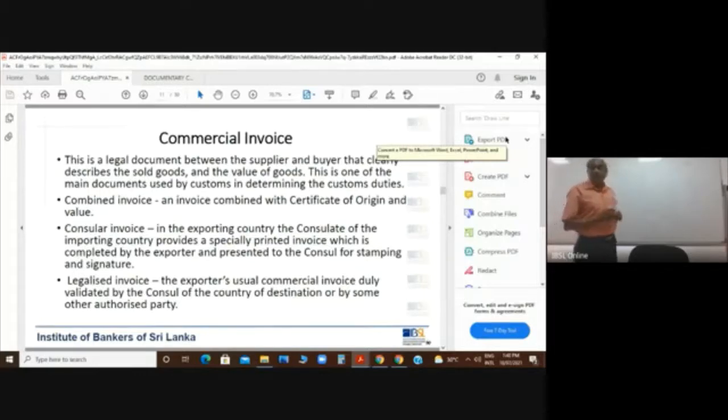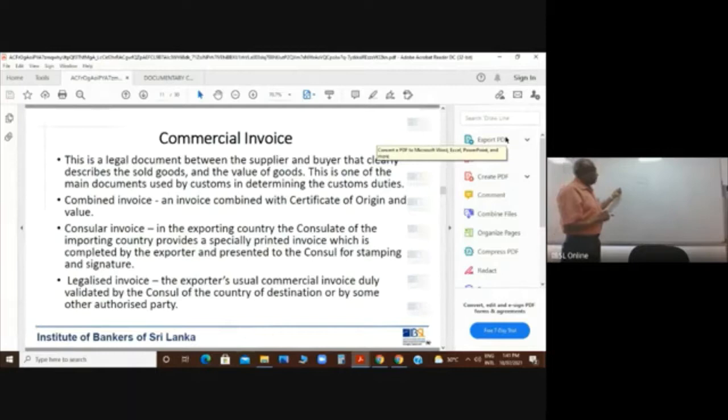So what happens? The invoices coming to Dubai from Japan, Korea, Australia, Sri Lanka, India, Philippines, Singapore, going out of those countries, have to be legalized.